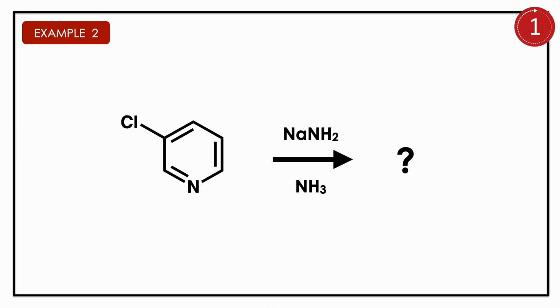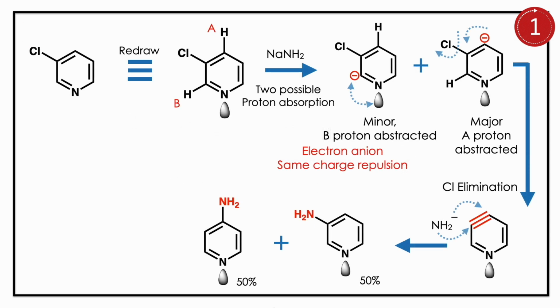Then the next example: you have pyridine with a chlorine at the third position. You are reacting with sodamide and ammonia. You should find what the final product will be. Here the problem is in the blind side, so you should redraw the molecule with hydrogens and the nitrogen lone pair. Then consider the possibility of proton abstraction by the amide. A strong base abstracts the proton, but you have two possibilities, the A proton and the B proton.